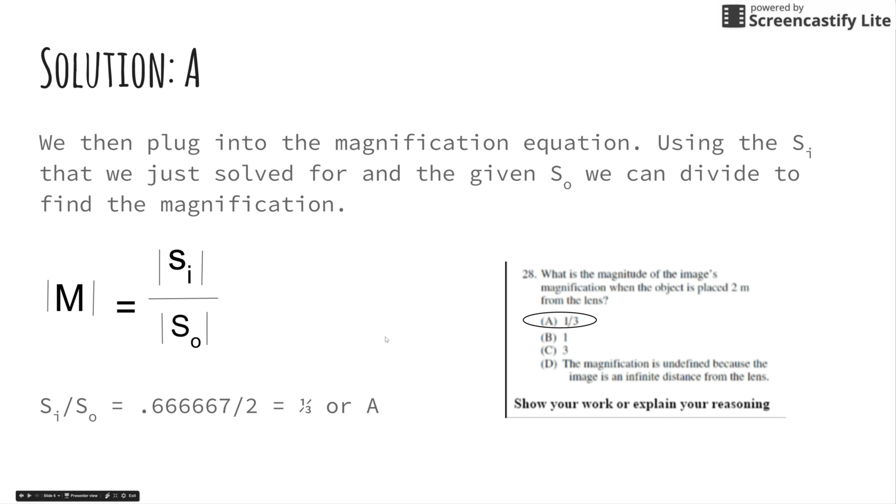From there, since we know SI and SO, we were able to just plug it into the magnification equation. Using the SI that we just solved for and the given SO, we can divide to find the magnification. So it's basically just SI over SO, which is 0.66667 over 2, which ends up equaling 1/3, which is A in the problem.